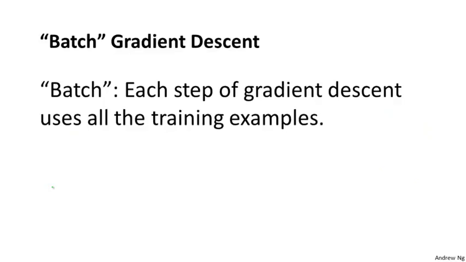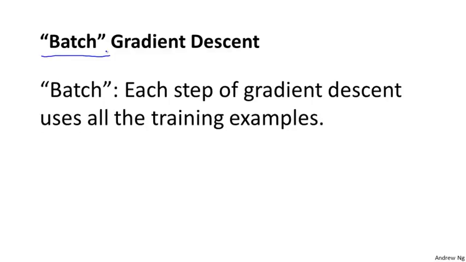Finally, just to give this another name, the algorithm that we just went over is sometimes called batch gradient descent. In machine learning, I feel like us machine learning people, we're not always great at giving names to our algorithms. But the term batch gradient descent refers to the fact that in every step of gradient descent, we're looking at all of the training examples.